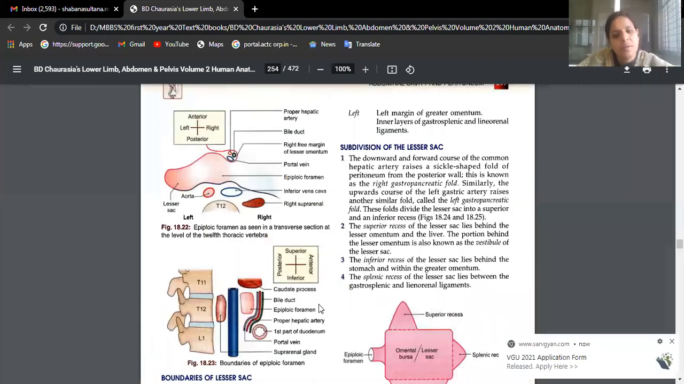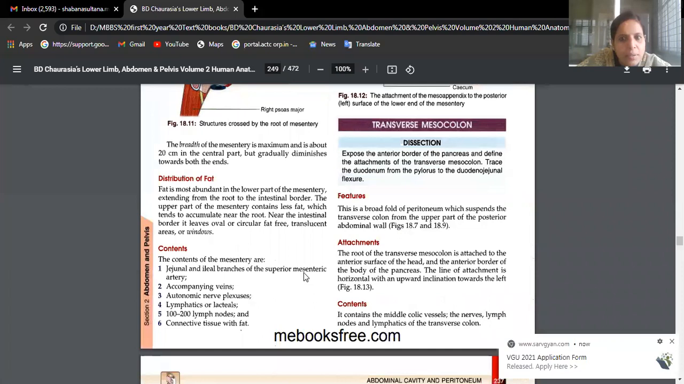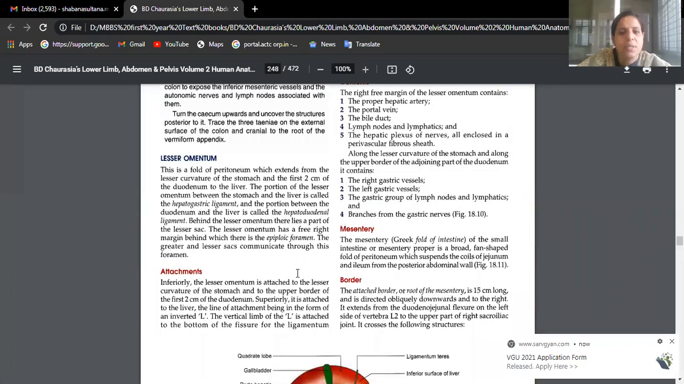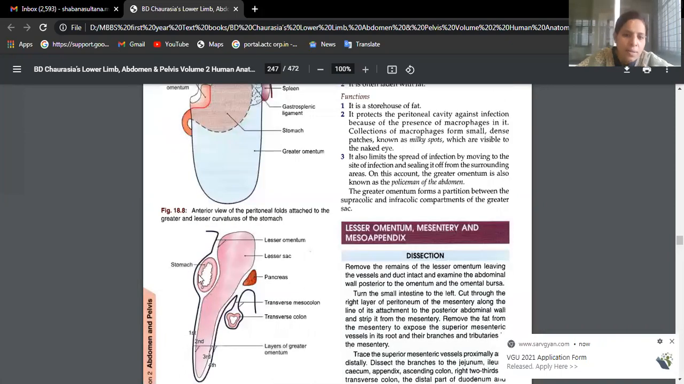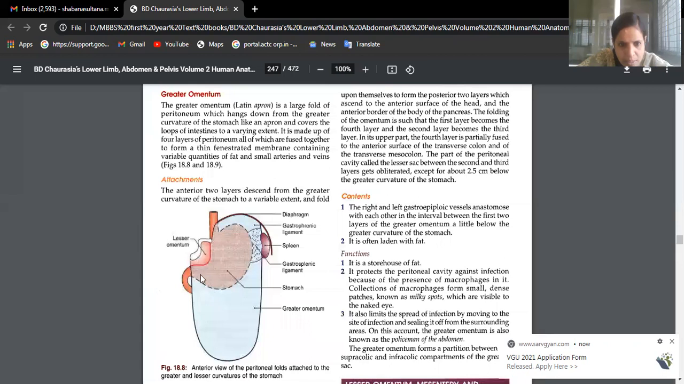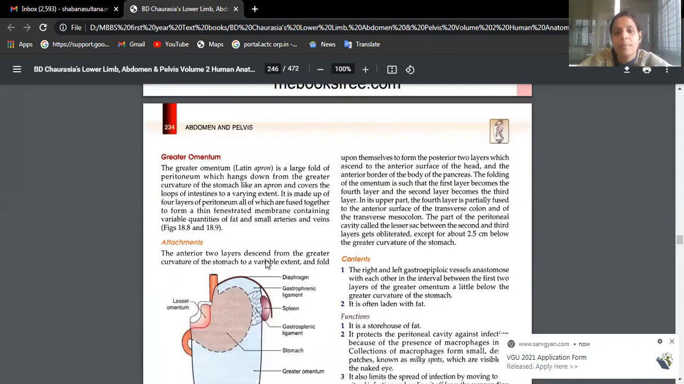Explanation, where is it given? Lesser omentum. It is here. I will make use of pictures to make you understand. See here, beta, this is the stomach, right? In the stomach, this is the greater curvature and this is the lesser curvature. From the lesser curvature of the stomach to the porta hepatis area of the liver, there is one peritoneal extension. This peritoneal extension is nothing but lesser omentum.